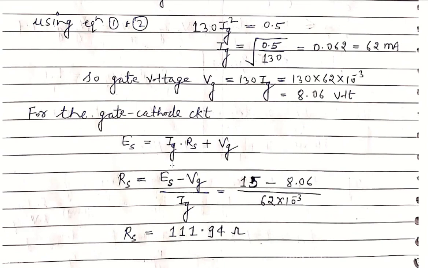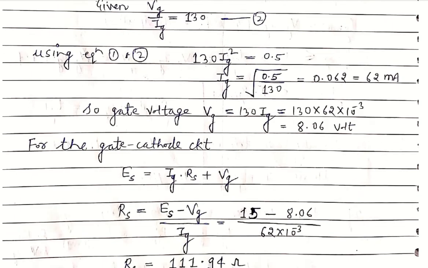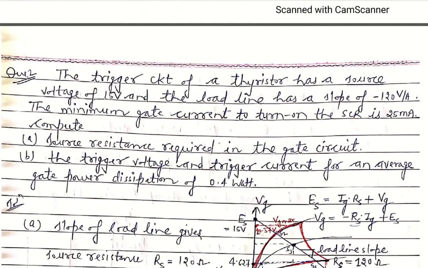Taking this term to the left hand side, Rs equals Es minus Vg divided by Ig. Now we have the values: Es is 15 volt, the gate source voltage given in the problem, Vg we calculated as 8.06 volt, and Ig is 62 milliampere. By this we can calculate Rs as 111.94 ohm. So it's a simple problem. This is the first problem. Now we'll see the second problem.